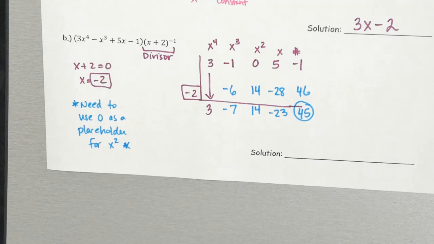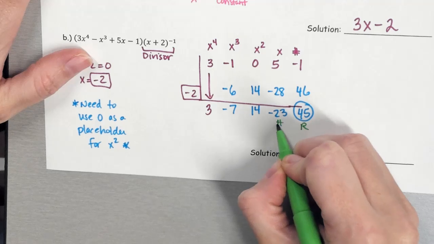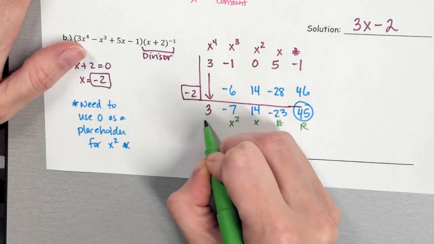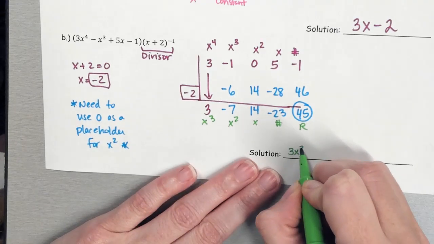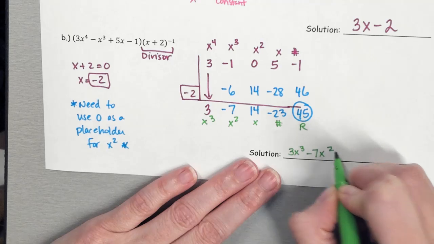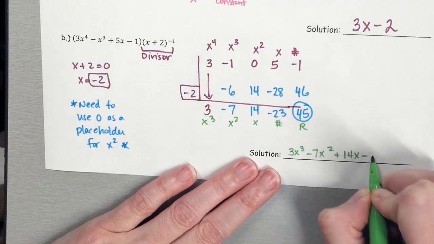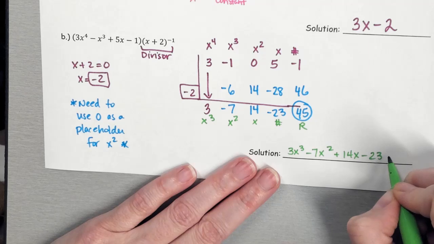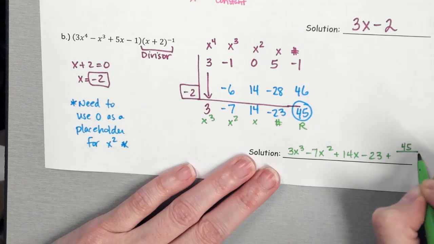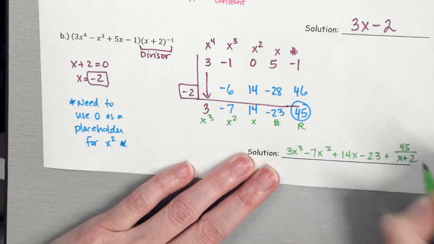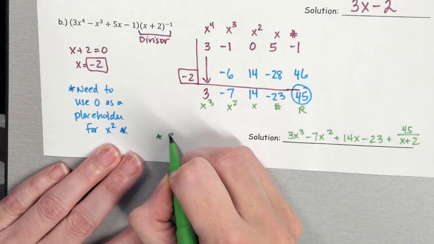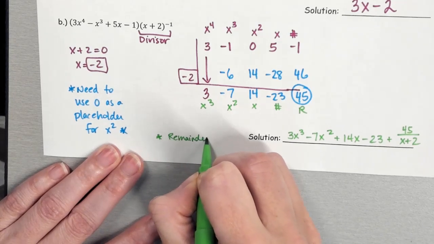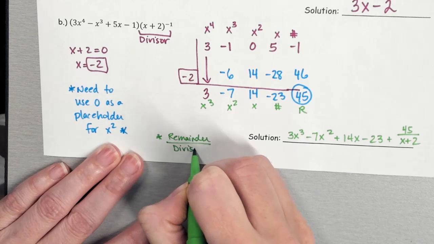Okay, so now when you write your solution, this is your remainder, this is your number, this is your x squared, and then your x cubed. Okay, so just like we did yesterday, whenever you have a remainder, you're going to write that over what? Yep, so it's 45 over, and your divisor is the x plus 2. So remainder is going to go over your divisor.